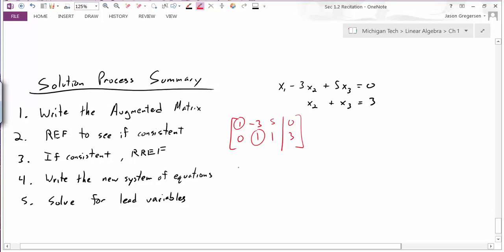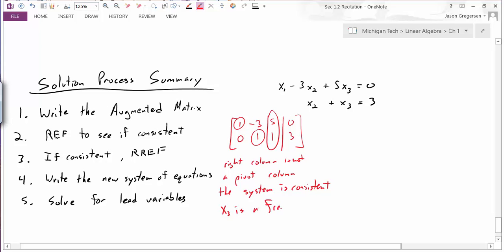So since the right column is not a pivot column, the system is consistent. We have a consistent system. We have solutions to our system. Now, is our solution going to be unique, or are there going to be infinitely many solutions? Well, because column 3 is not a pivot column, that tells us that x3 is a free variable. So we have a consistent system with free variables. That tells us we should have infinitely many solutions. Now let's see if we can find those infinitely many solutions.